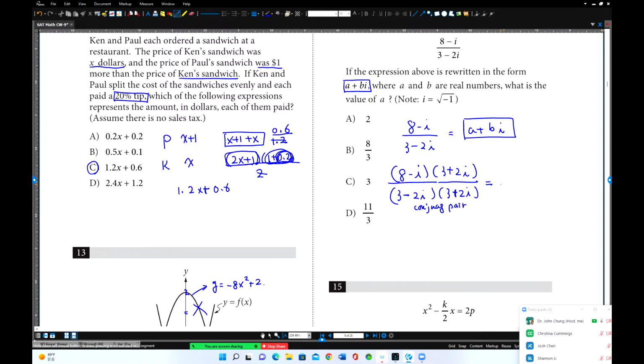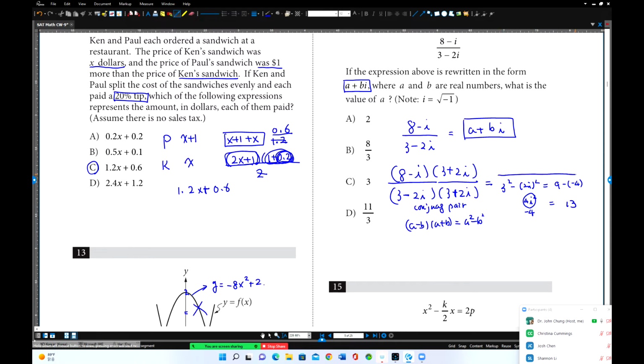It's always the first number squared minus the second number squared, right? Because (a minus b) times (a plus b) always equals a squared minus b squared. So this is how much? 9 minus 4i squared is negative 4. Okay, 4i squared equals negative 4. So negative and positive, that's 13. Okay, the denominator is now 13.